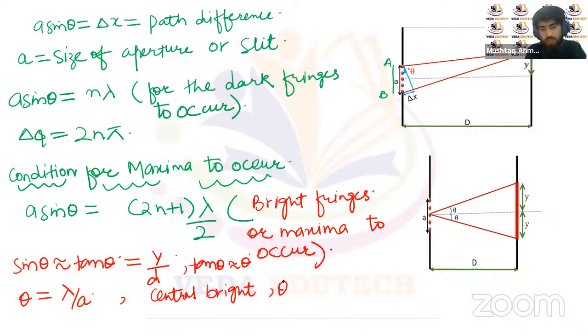the angular separation theta will be, if this is theta, this also has to be equal to theta. In that condition, this angular separation will be 2 lambda upon a. So 2 lambda upon a will be the separation for the central bright, and for other fringes, be it dark or bright, the angular separation will be lambda upon a.